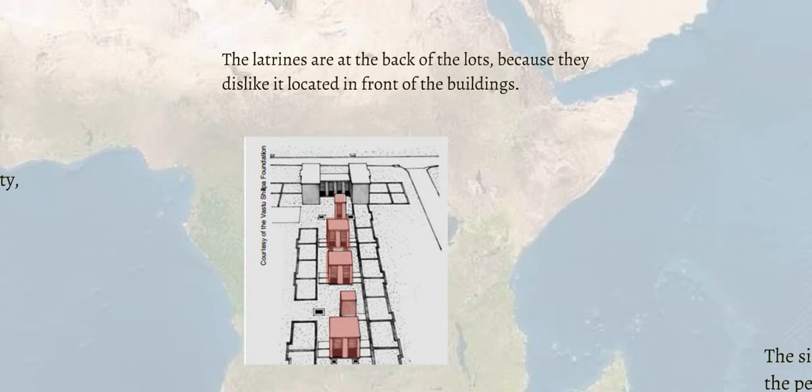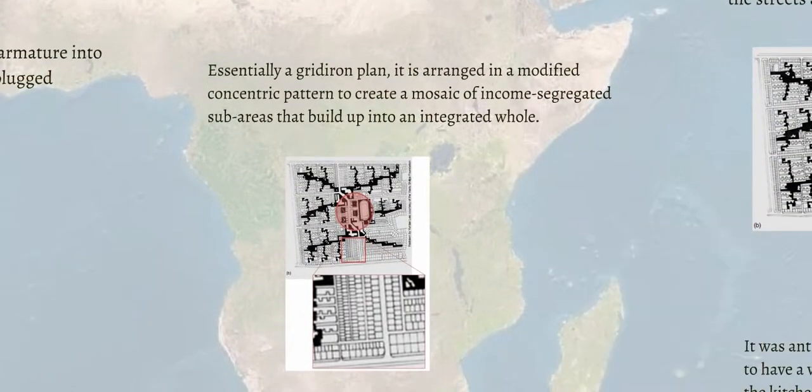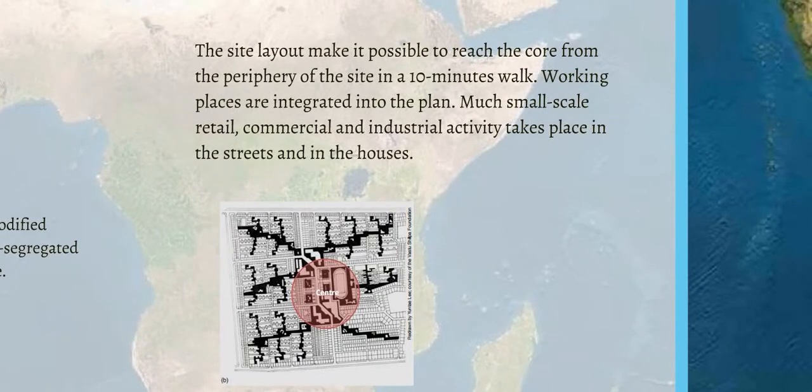The latrines are at the back of the lots because people dislike having them located in front of the buildings. Essentially a grid iron plan, it is arranged in a modified concentric pattern to create a mosaic of income-segregated sub-areas that build up into an integrated whole. The site layout makes it possible to reach the core from the periphery of the site in a 10 minute walk. Working places are integrated into the plan.